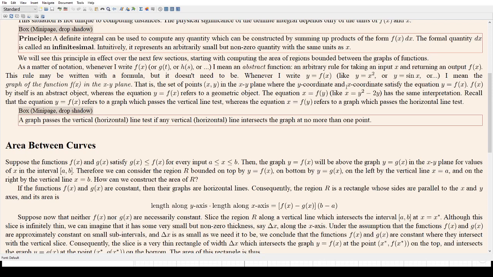Now, by contrast, if I write something like y equals f of x, if I write an equation like this, what I very specifically mean is the graph of the function f of x in the xy plane. So, a geometric object. f of x by itself is an abstract object. y equals f of x is a geometric object. So, it's a curve in the xy plane. It is literally the set of points x, y where the y-coordinate and the x-coordinate satisfy this equation.